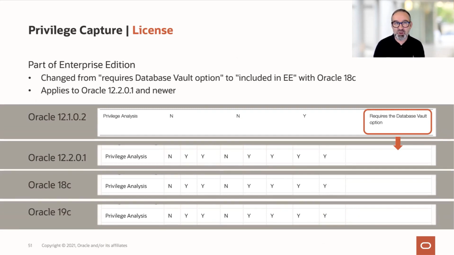Somebody made a not so wise decision in the early days and said, oh, this requires the Data Vault option. Now, the Data Vault option is not an option everybody has, so not many people use that. And with 18c, this became a standard Enterprise Edition option, and not just from 18c on, it applied backwards to 12.2.0.1 as well. This is why I have the screenshots from license guides here for different releases on the slide. You see in 12.1, it's still requiring Data Vault option, and from 12.2.0.1 on, it's not there anymore. So if you have Enterprise Edition, feel free to use that.